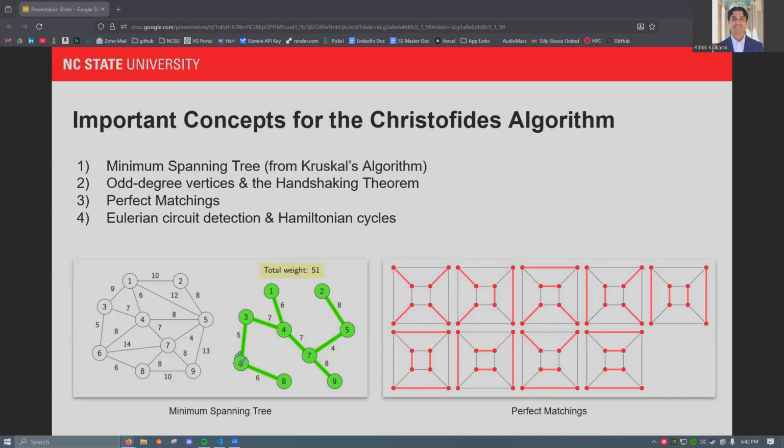A Hamiltonian cycle, which is what we're looking for in this problem, is similar, but it visits every vertex exactly once and ends on the same vertex. So an Eulerian circuit goes through all the edges, and a Hamiltonian cycle goes through all the vertices. As I mentioned before, there is no simple trick for detecting a Hamiltonian cycle, even though there is one for Eulerian circuits, which is pretty much the main reason that this problem is NP hard to begin with.